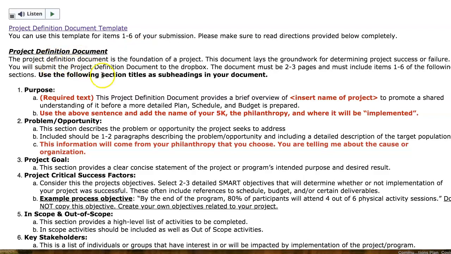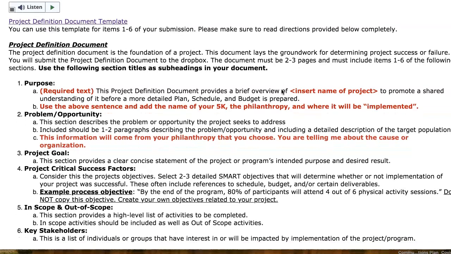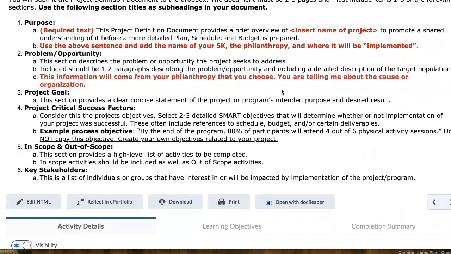The project definition document is the foundation of a project. This document lays the groundwork for determining project success or failure. You will submit the project definition document to the Dropbox. It will be 2 to 3 pages and should include items 1 through 6 of the following sections. Use the following sections as subheadings in your document.